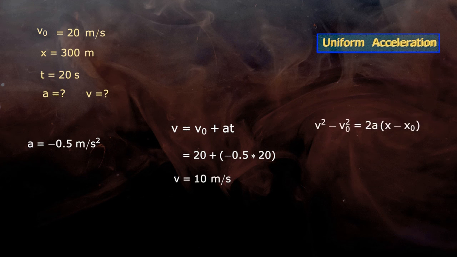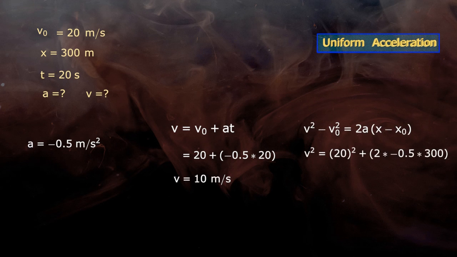Alternatively, you can use the other equation too. Here the values of v0 and a are as they are, and x is equal to 300 meters. Put in all the values and you will see that we get v equal to 10 meters per second using this equation too.